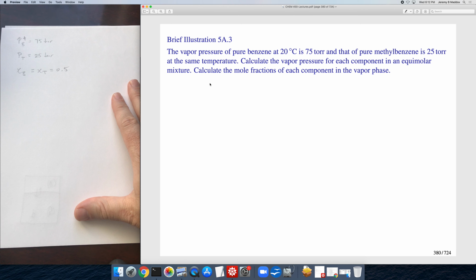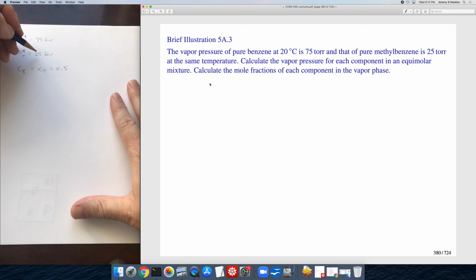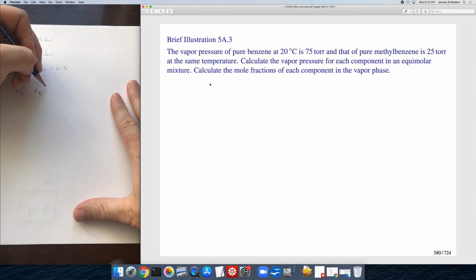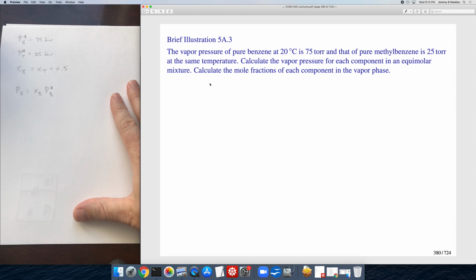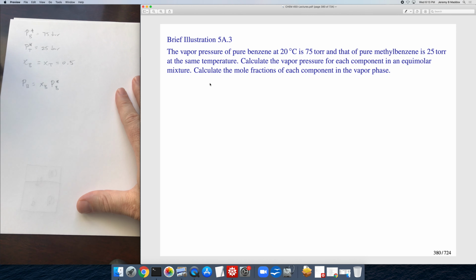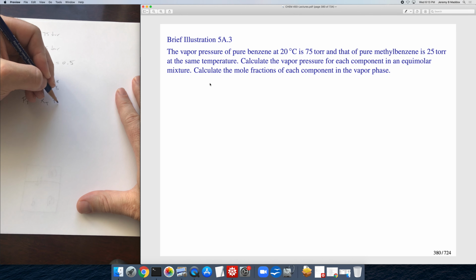So to calculate the vapor pressure of each component in solution, that is, when you make the solution, what's the vapor pressure of each component above the solution? The vapor pressure of benzene would be the mole fraction of benzene times the vapor pressure of benzene when it's a pure component. Same thing for toluene. Both components obey Raoult's law.